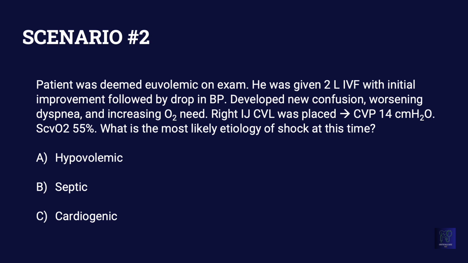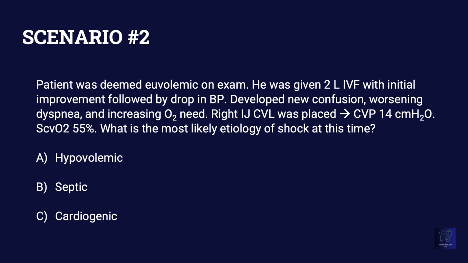Question number 2. The patient was deemed euvolemic on initial exam and was given multiple fluid boluses over the next few hours. Initially, there was improvement in blood pressure, then it started to drop. And not only that, the patient developed new confusion, worsening shortness of breath, and increasing oxygen need. So there is evidence of worsening shock. A right IJ central line was placed and CVP is elevated and central venous oxygen saturation is pretty low. Putting all of this together, at this point of time, the most likely etiology is cardiogenic shock.